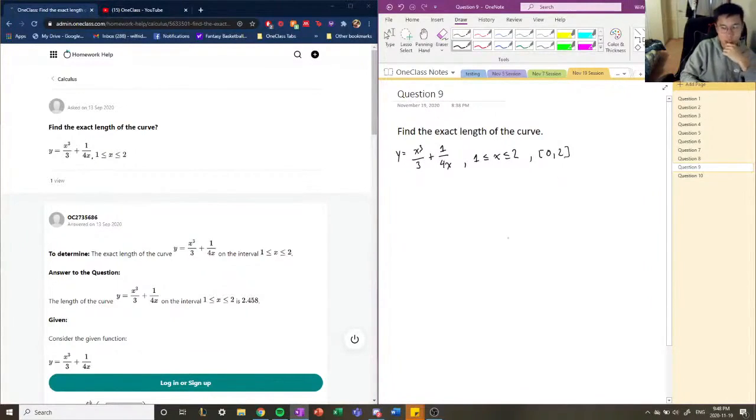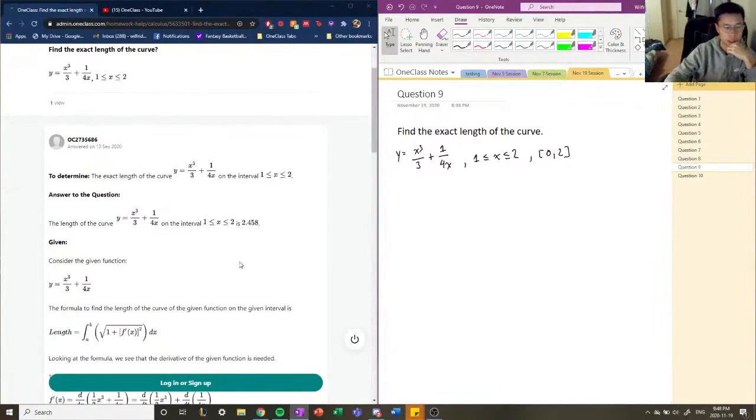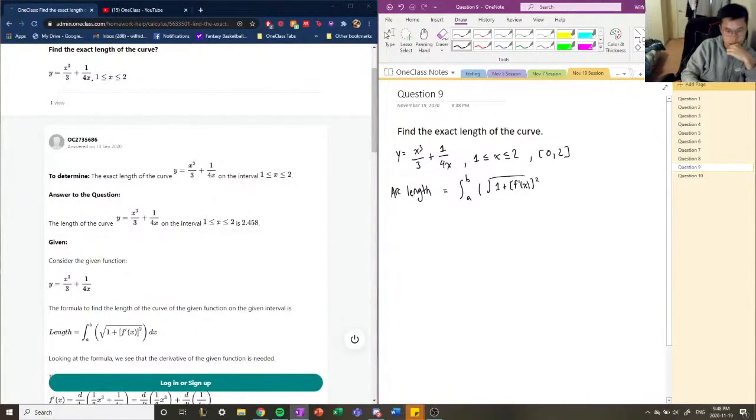I'm not going to go into the proof of how to find the formula for calculating the length of the curve, but the formula as established by the junior tutor is this. We call it arc length, and it equals the definite integral from a to b of the square root of 1 plus the derivative of f(x) squared, dx. So this is the formula for calculating the arc length.